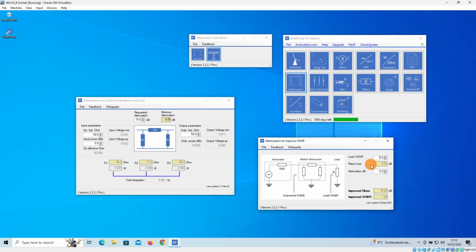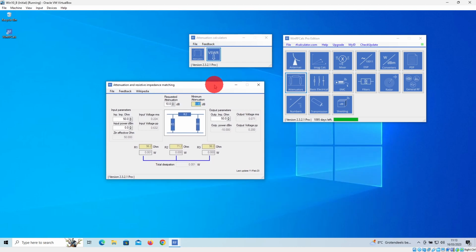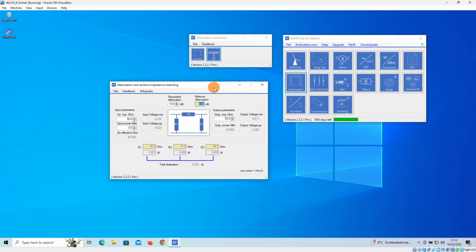or just try to find out how much loss you have to insert to improve the VSWR or the reflection in case of a circuit where you have a VSWR. You insert attenuation and calculate the improved VSWR because of the attenuation between the bad load and the generator. We concentrate on this version in this video, and in another video we will have a look at the VSWR improvement. So what do we see in this window?